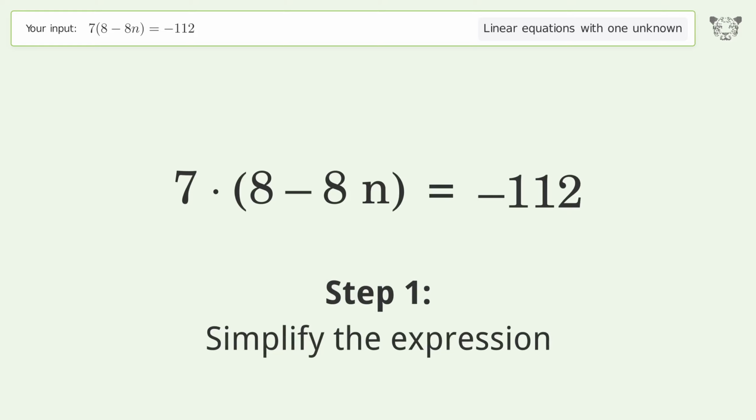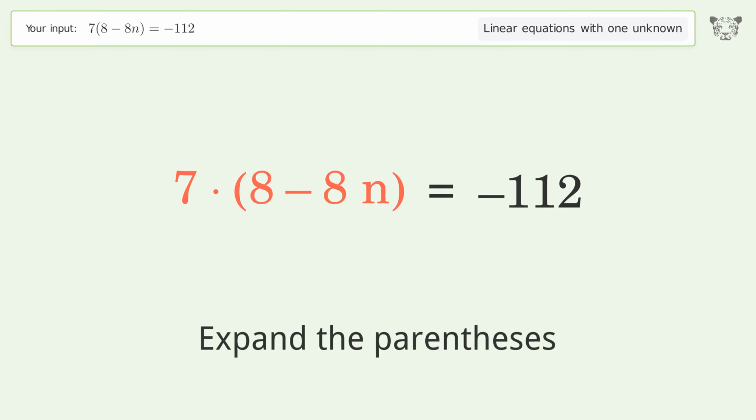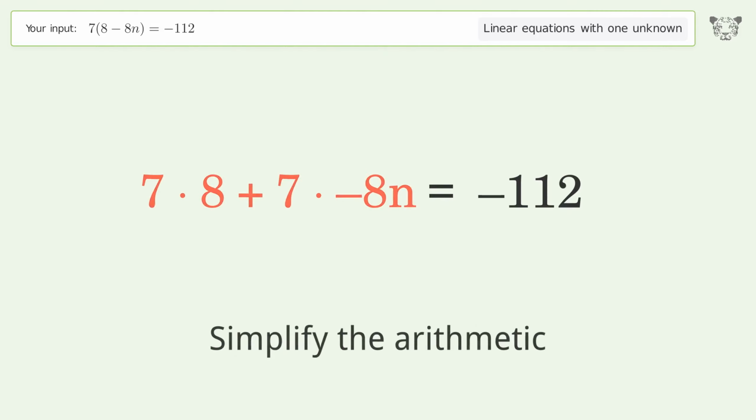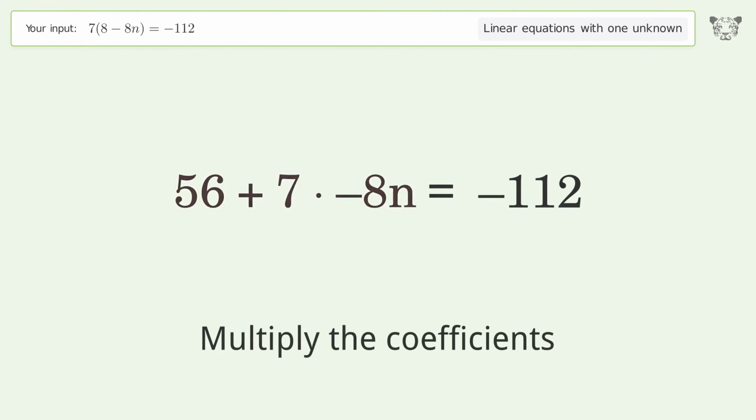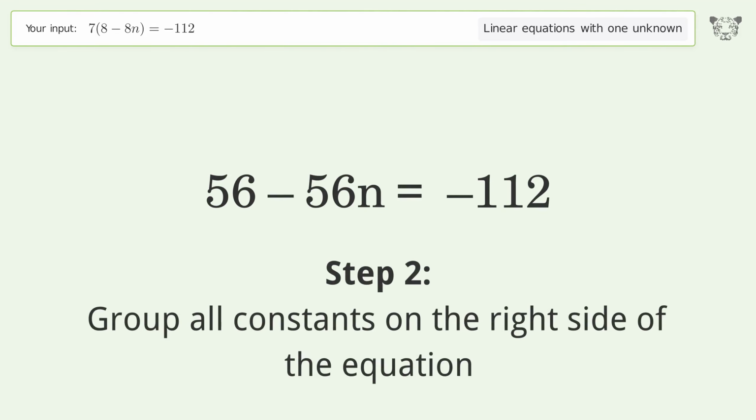Simplify the expression. Expand the parentheses. Simplify the arithmetic. Multiply the coefficients. Group all constants on the right side of the equation.